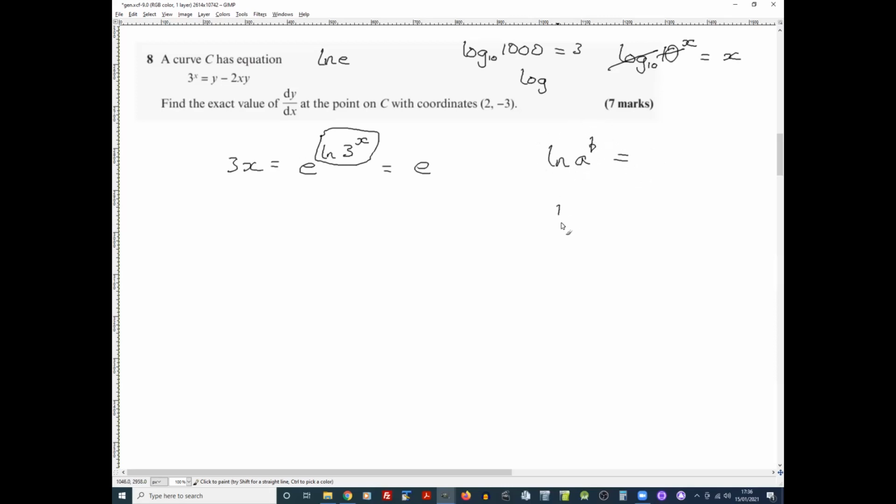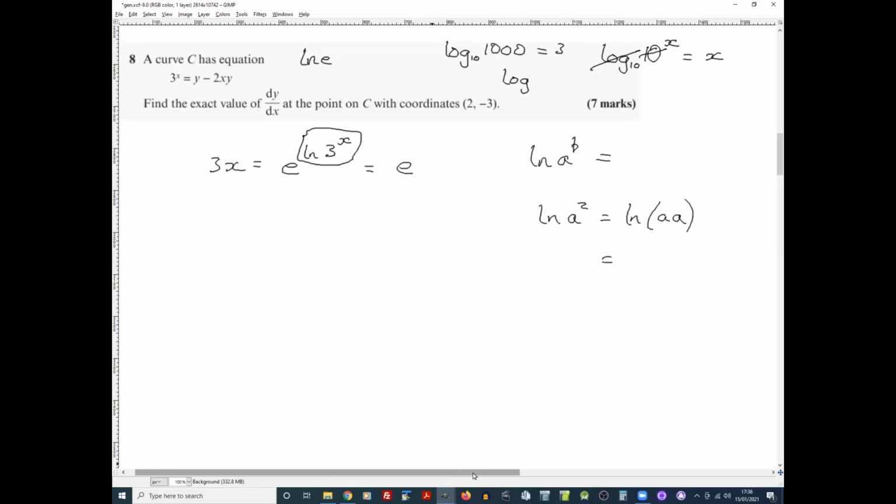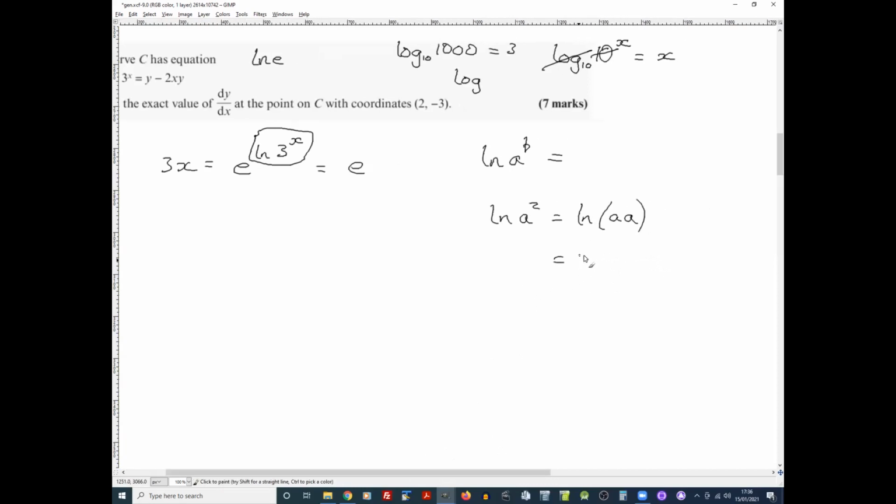For example, if you've got log of a squared, then you might think of that as log of a times a. And then you could expand that how? Expand that out to log a times log a? So in general, how can you expand log of a times b, for example? I'm thinking of the same thing again because b's not defined. See, log of a times b.